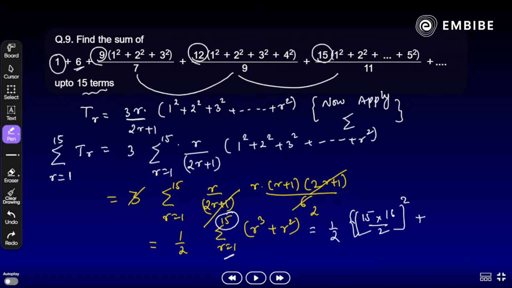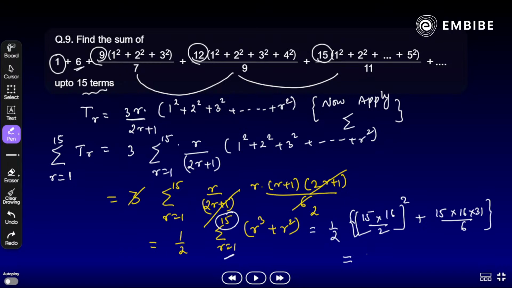Plus the next one, the sum of squares of a number: n into (n plus 1) into (2n plus 1) by 6. And what is n? 15. So n plus 1 is 16, and 2n plus 1 is 31, whole divided by 6. Now try to simplify. You will get the answer.